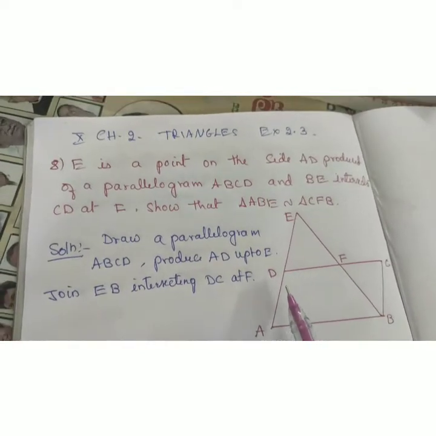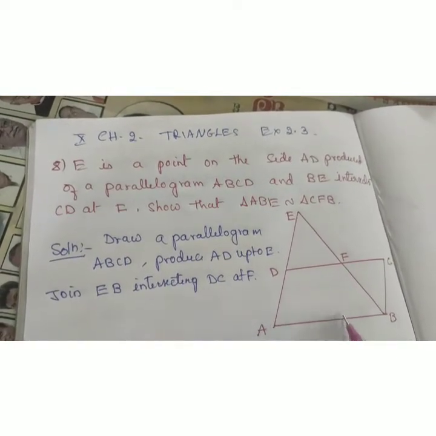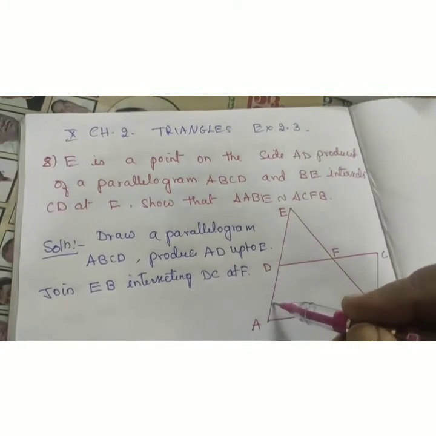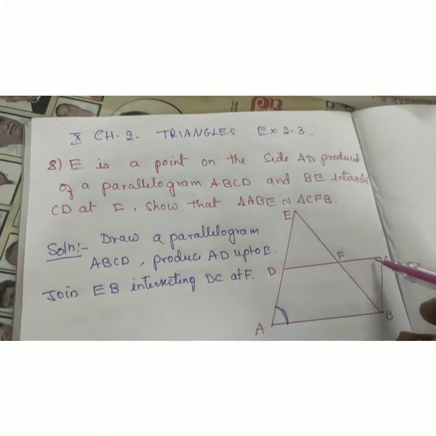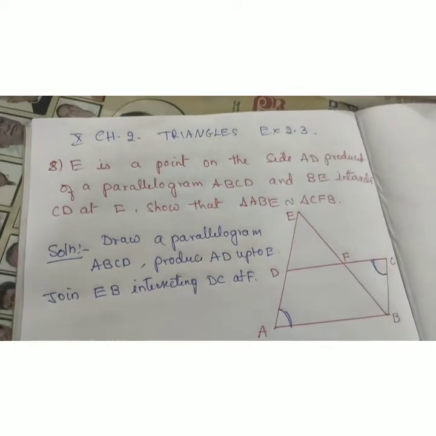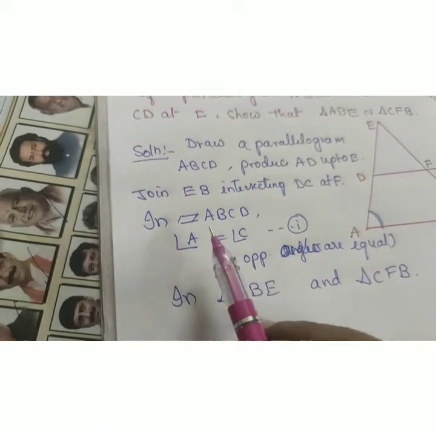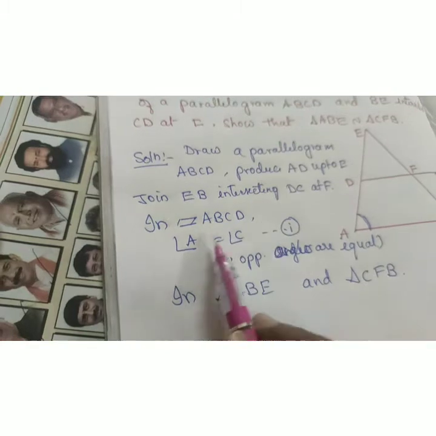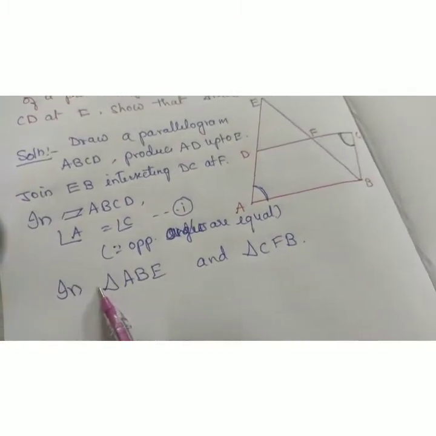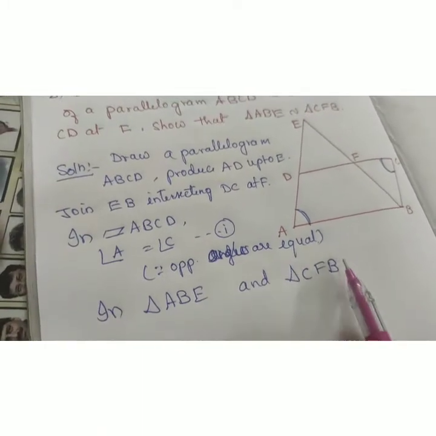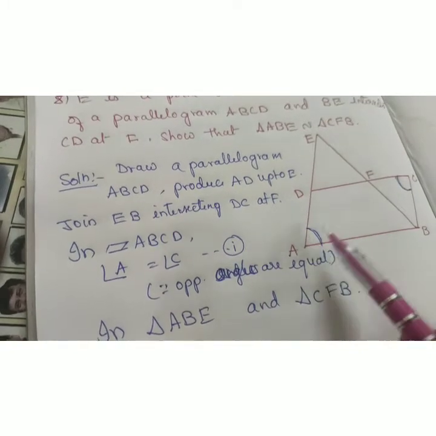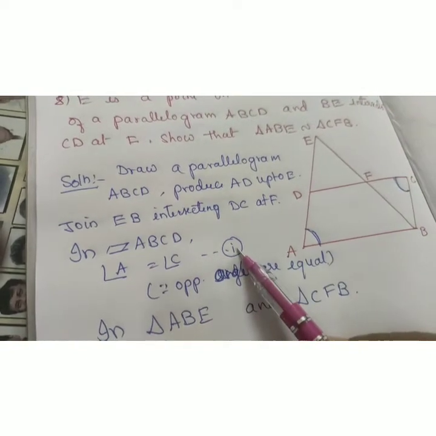Okay. So now first let us consider parallelogram ABCD. In parallelogram ABCD, angle A will be equal to angle C because they are opposite angles of a parallelogram. So in parallelogram ABCD, angle A equals angle C, opposite angles are equal. Now let us take triangle ABE and triangle CFB. So already in these two triangles, angle A equals angle C as per equation 1.